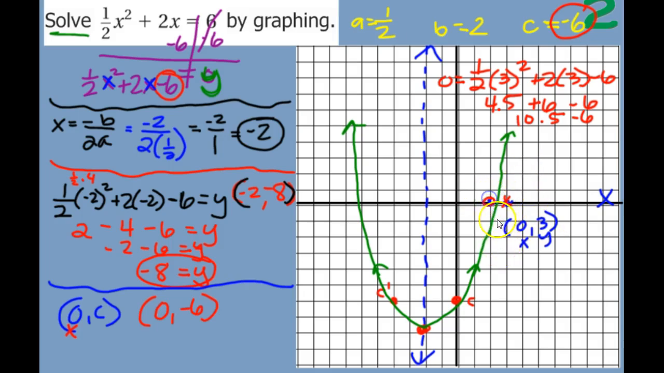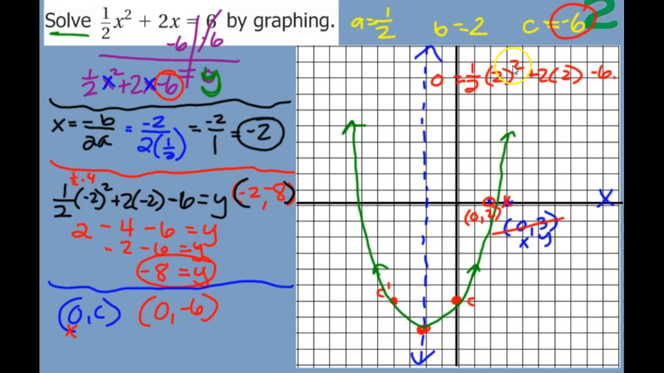Let's try the other side right here. That point would be 0, 2. So we know this one didn't work. Let's try the next point. Normally you only have to test 1 or 2 points and you'll figure it out. So if I plug in a 2 now, 1/2 times 2 squared plus 2 times 2 minus 6. We need to see, does that equal 0?